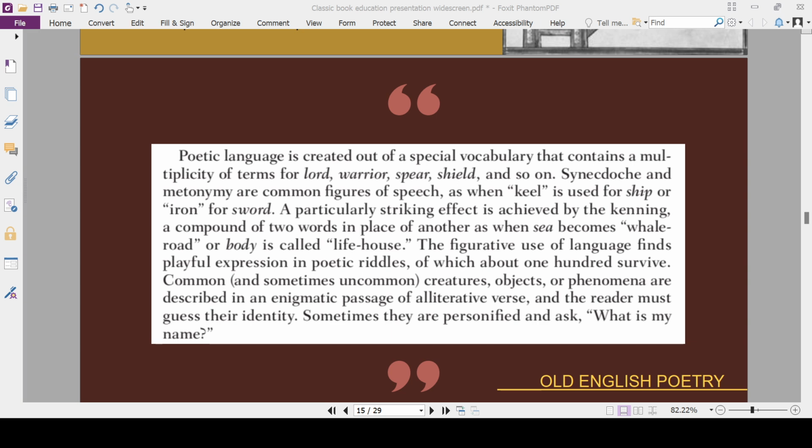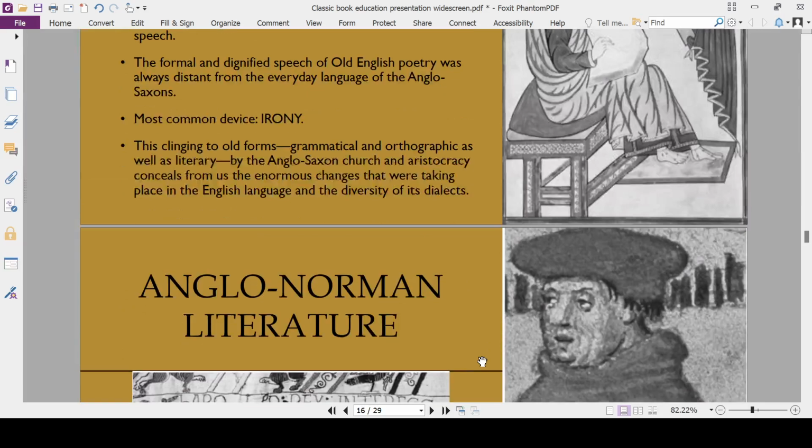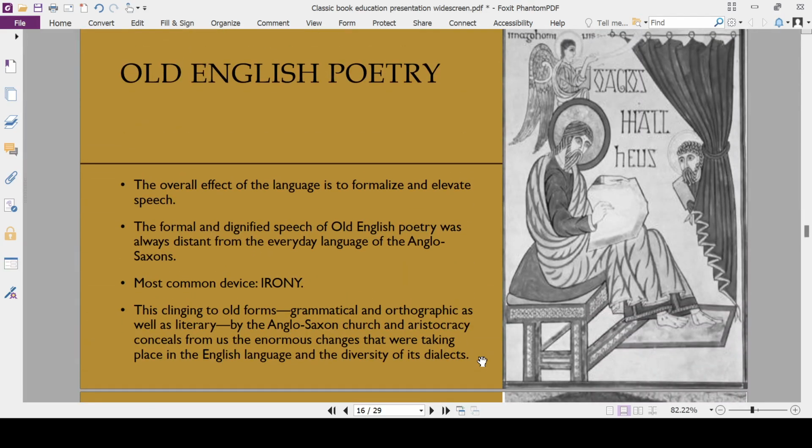So keep in mind that the poetry produced in this period is actually very, very different from the ordinary language of people, because poets were deliberately trying to be formal, and they tried to use dignified language. Irony also emerges as a prevalent device, adding nuance and complexity to the narratives. So these are some of the characteristic features of Old English poetry.